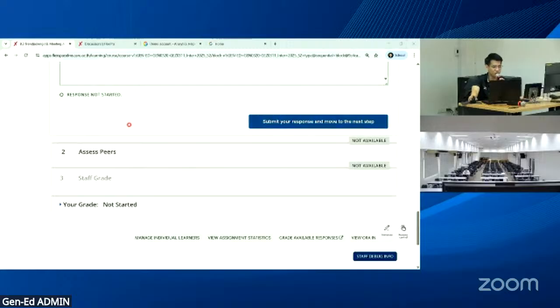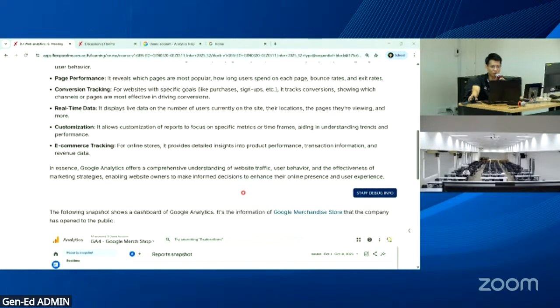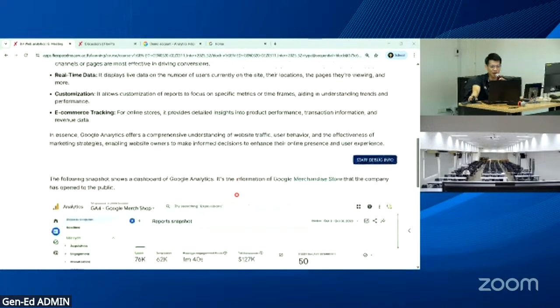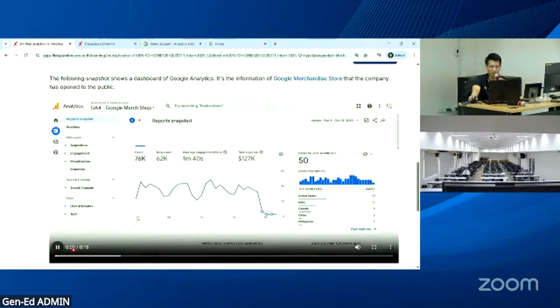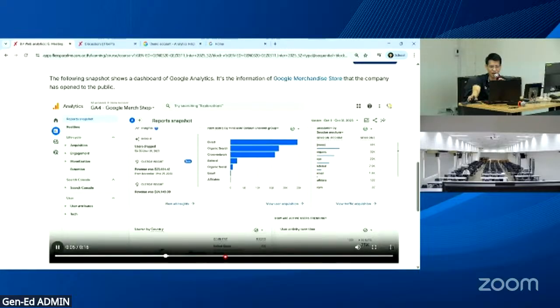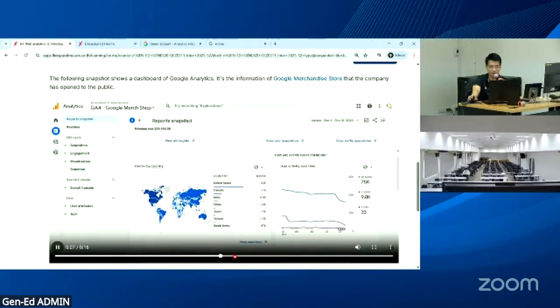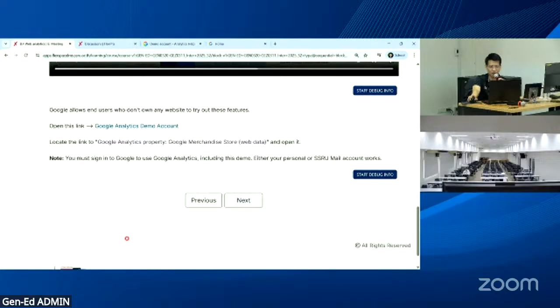Okay, I'm going to show you the activity page B.4.2. Start with B.4.1 first. It is the data analytics, the Google Analytics. You can see the instruction here on how to get the information from the page and how to utilize the information. And you can open the Google Analytics demo account by clicking this button.